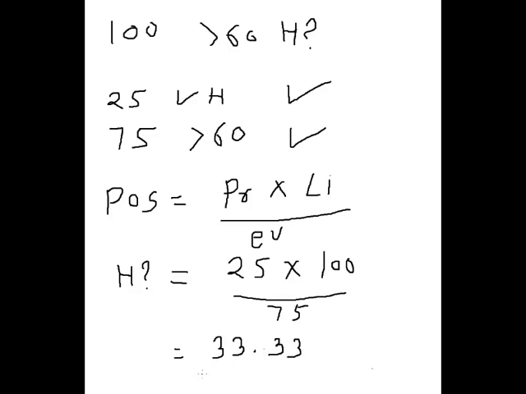So we can say 33% of people who are above age 60 are prone to heart disease. So this is how the naive-Bayes theorem is used to predict data based on a given set of information.